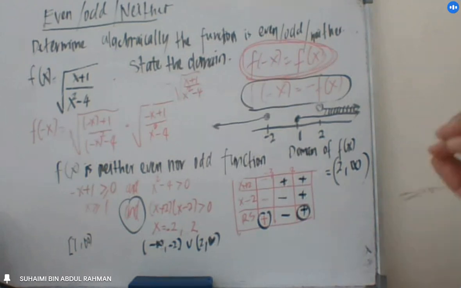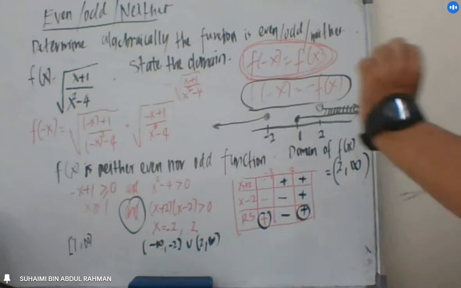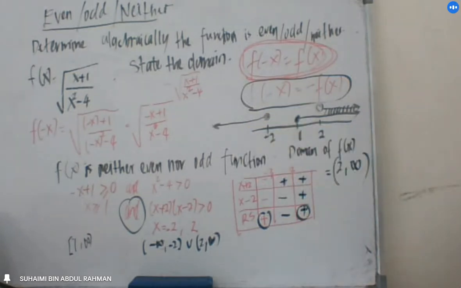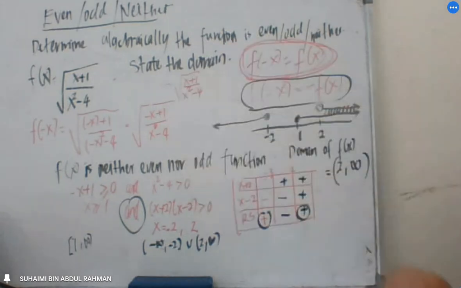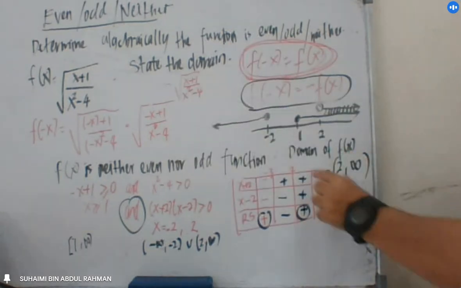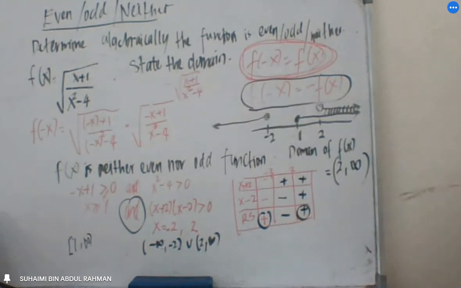What is the domain? Domain is the number you can substitute to make the function defined. If the number we choose makes our function undefined, it is not in our domain. You substitute a number outside the region, cannot. Only a number inside this can be put there, whether 3, 4, 5, 6, etc.